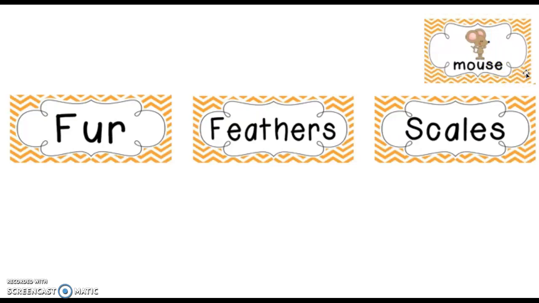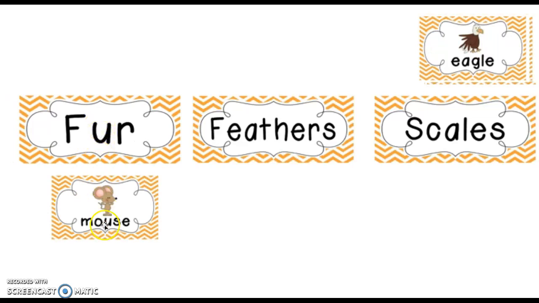All right, welcome back. The first picture I have of an animal is a mouse. So I want to think in my head, what type of a skin covering does a mouse have? Does a mouse have fur, feathers, or scales? I know this one. A mouse has fur. So I'm going to move the mouse under the heading of fur. Then I'm going to do the next card.